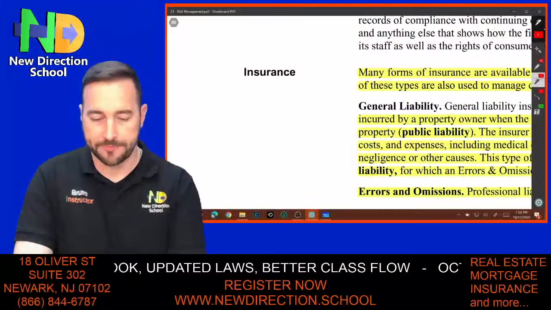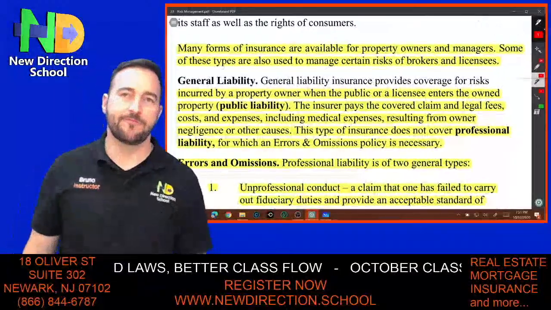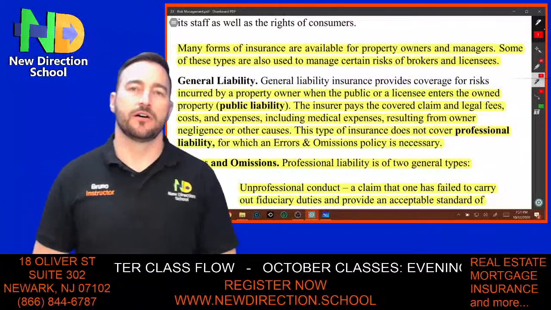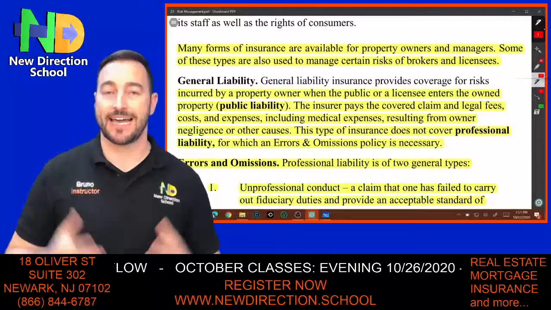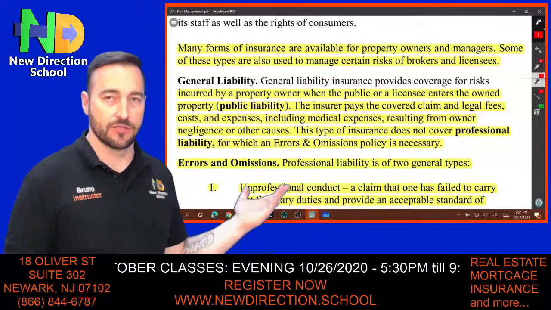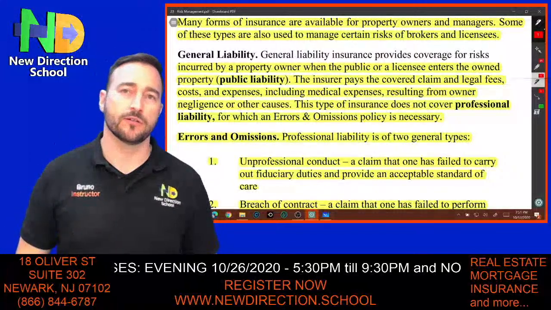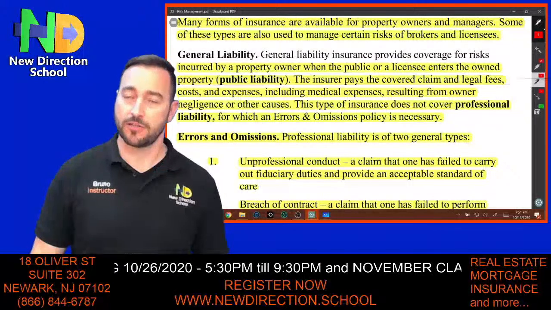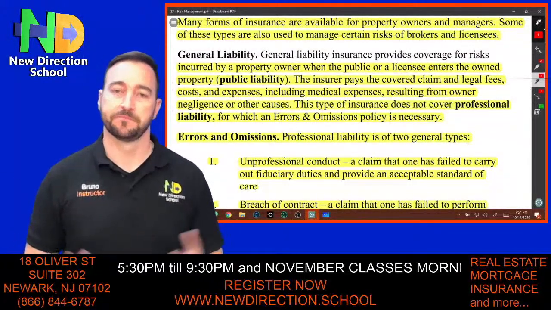Insurance. Many forms of insurance are available for property owners and managers. Some of these are also used to manage certain risks of brokers and licensees. Here at the office, as a business, we have general liability, but you also have errors and omissions. General liability covers risks incurred by a property owner when the public or a licensee enters the owned property. As a business, I have to have general liability in case somebody slips and falls here in the property.